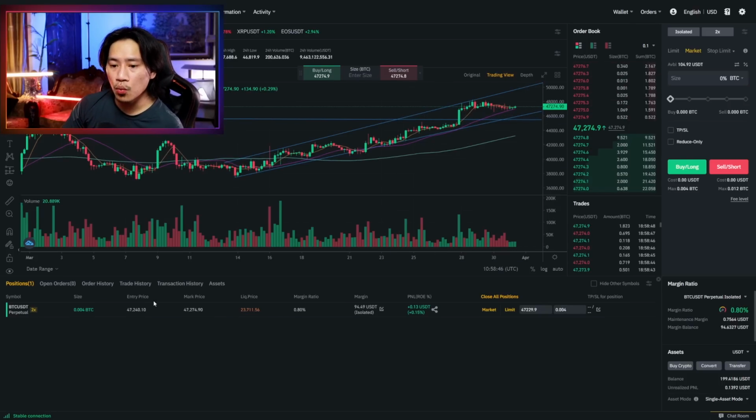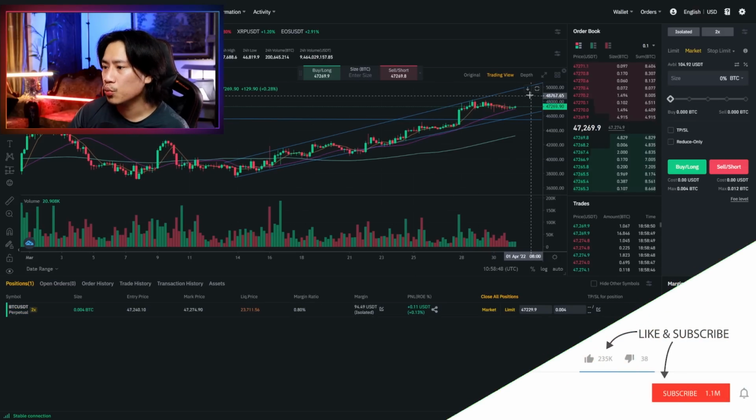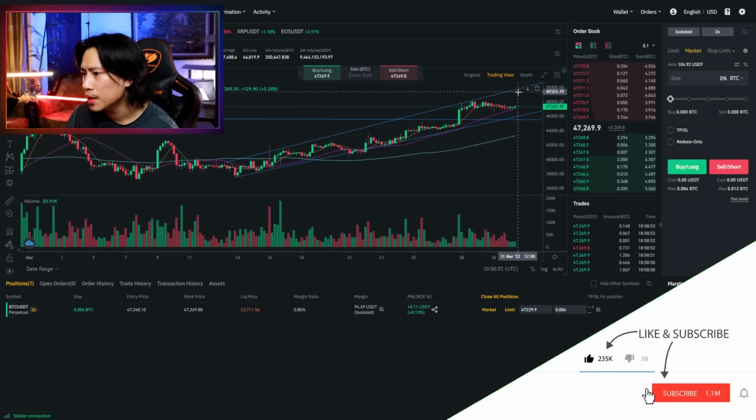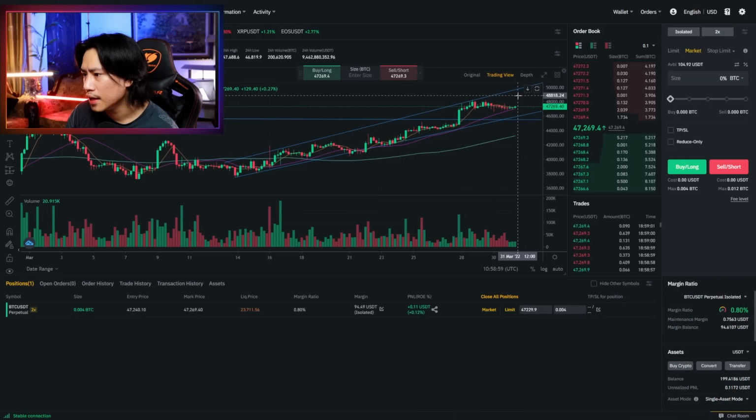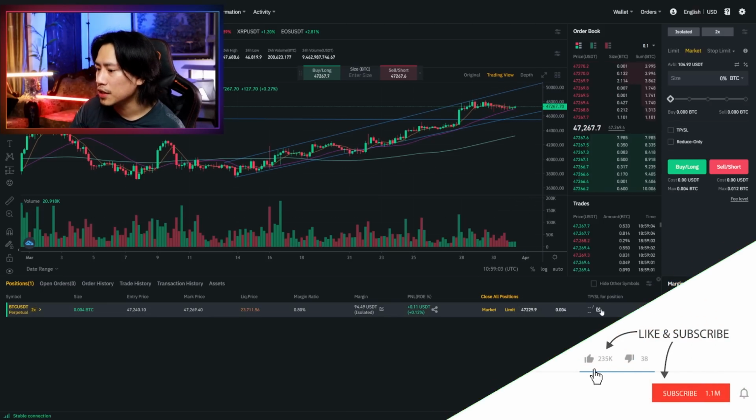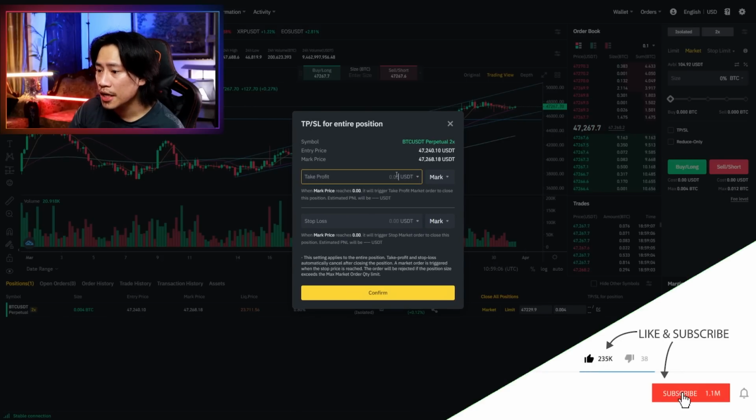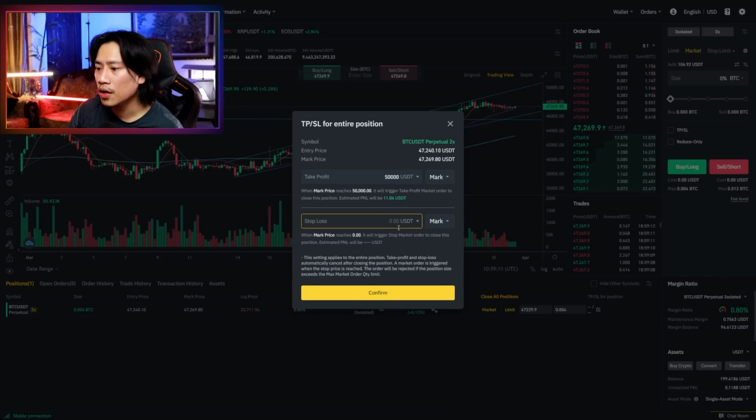Okay, so what we are going to do, guys, is we will be checking this one out, and then let's do somewhere around 50. Okay, so let's do 50 here. Click on this one, take profit at 50. There you go. And then the stop loss will be somewhere around, let's say for example, 44,000.